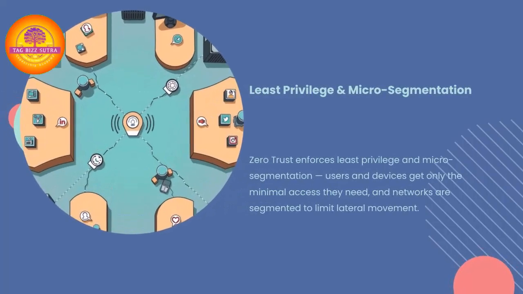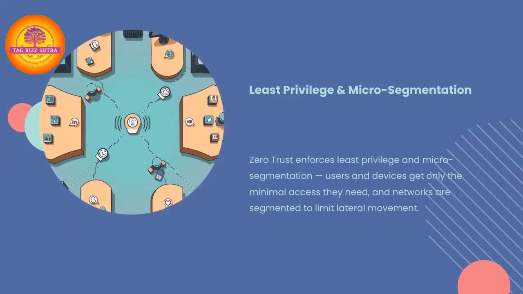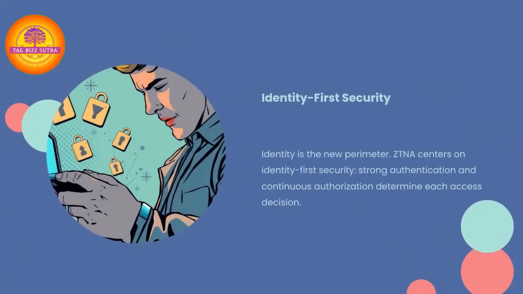Zero Trust enforces least privilege and microsegmentation. Users and devices get only the minimal access they need, and networks are segmented to limit lateral movement. Identity is the new perimeter. ZTNA centers on identity-first security. Strong authentication and continuous authorization determine each access decision.